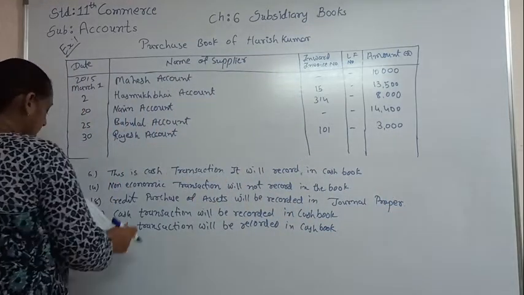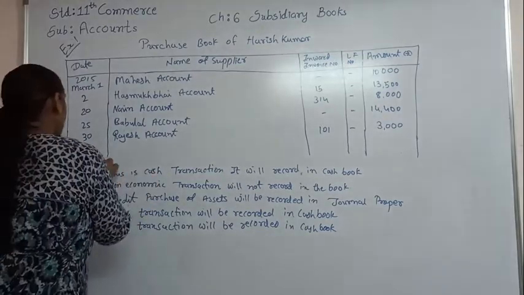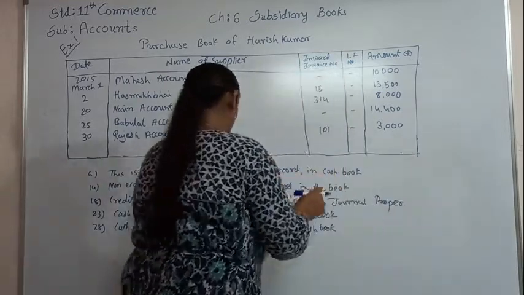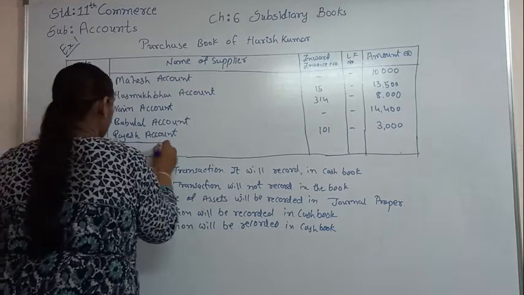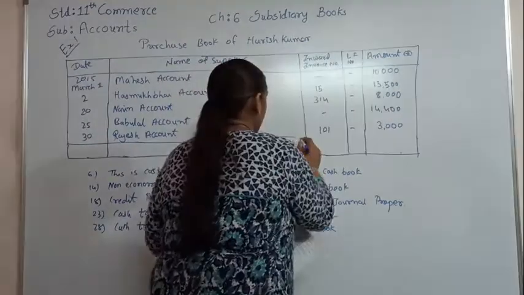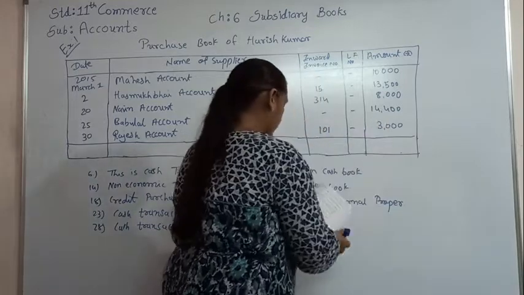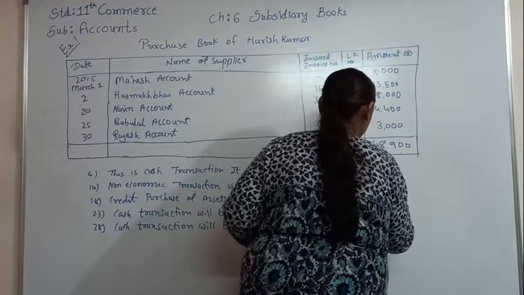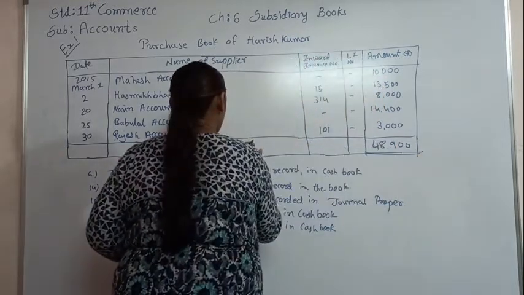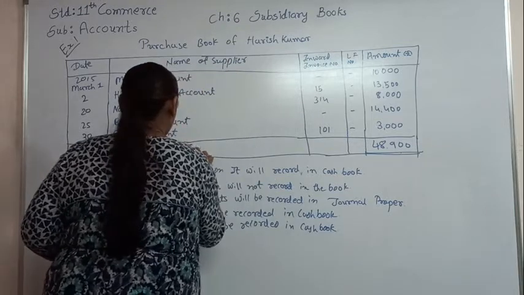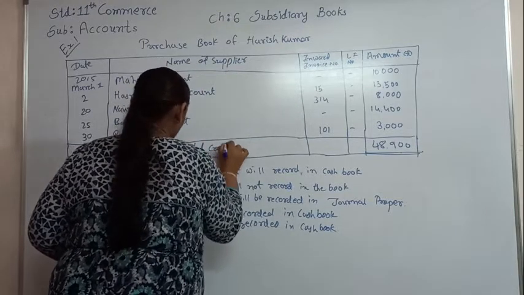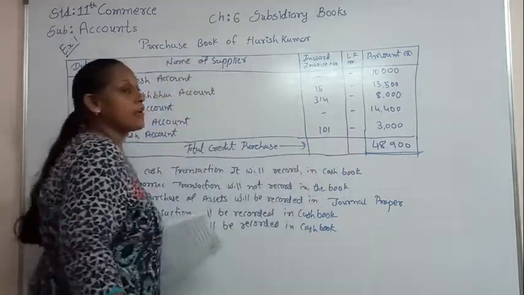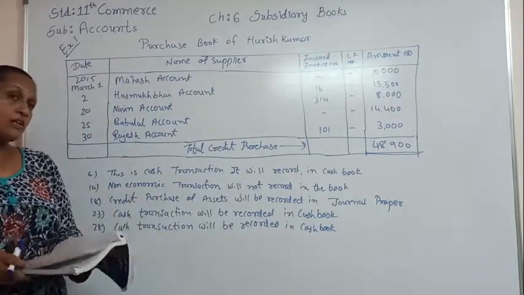So here we are finished with illustration number 1. Now let's make the total of this. So here we can see that this is the total, and the total of this we are going to write down here, and it will be 48,900. Here we are going to write total credit purchase. So this is a credit purchase made by us. So this is called total credit purchase. Student, you may note down this.